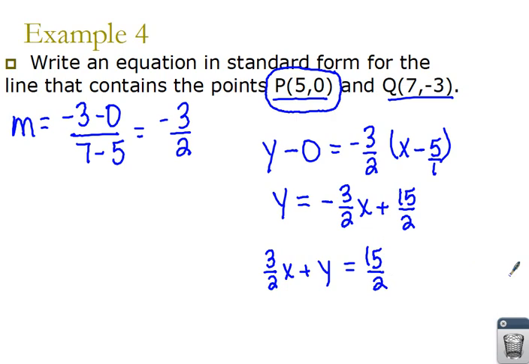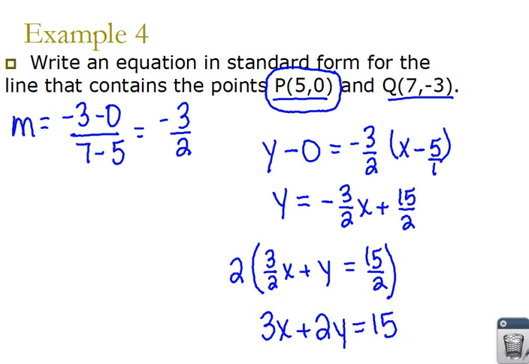Alright, the x is positive, so we don't have to take care of that, but there's fractions in our problem, so we're going to get rid of that. We need to multiply by 2 because 3/2 is like 1.5, so we need to double it to get it to a whole number. Same thing with 15/2, that's 7.5, so we need to double it to get it to a whole number. So we're going to multiply everything by 2, and we get 3x plus 2y equals 15, and that's your standard form. Either one of these are standard form. The bottom one is better standard form.